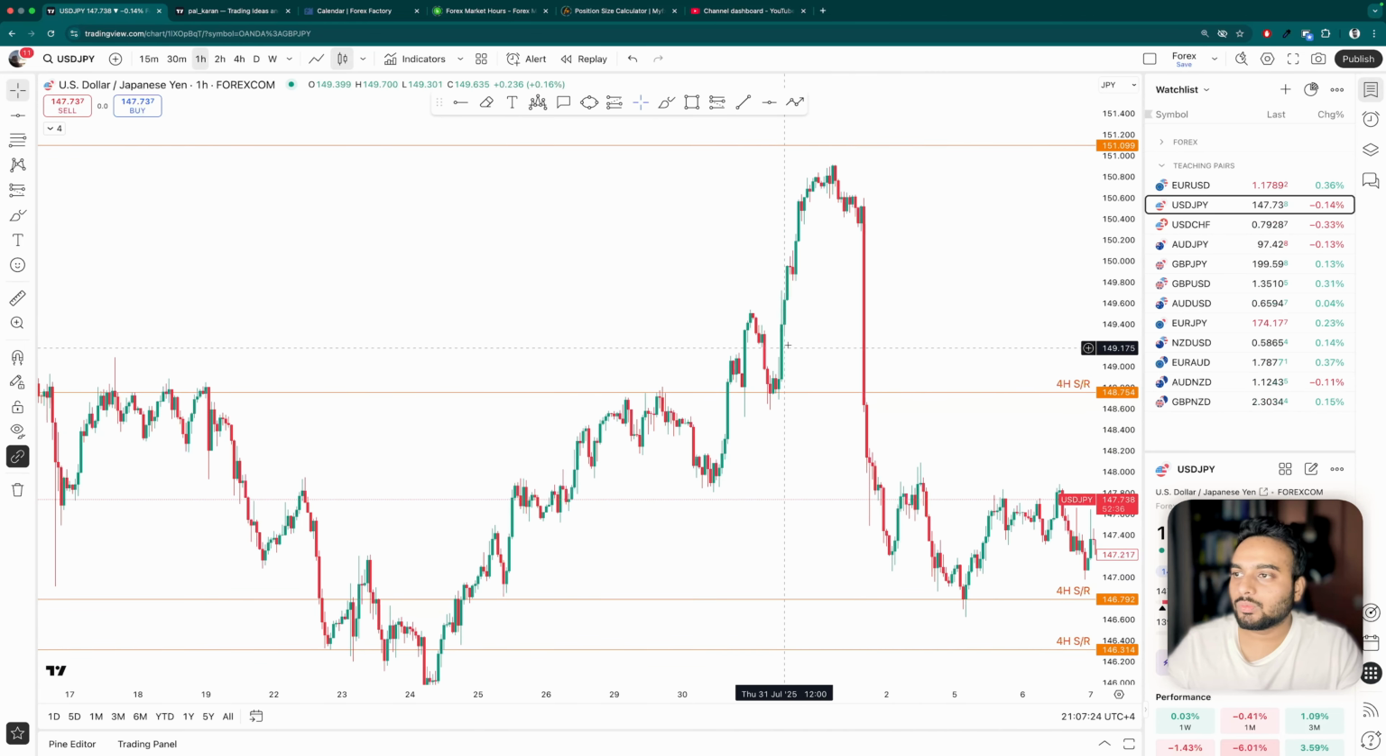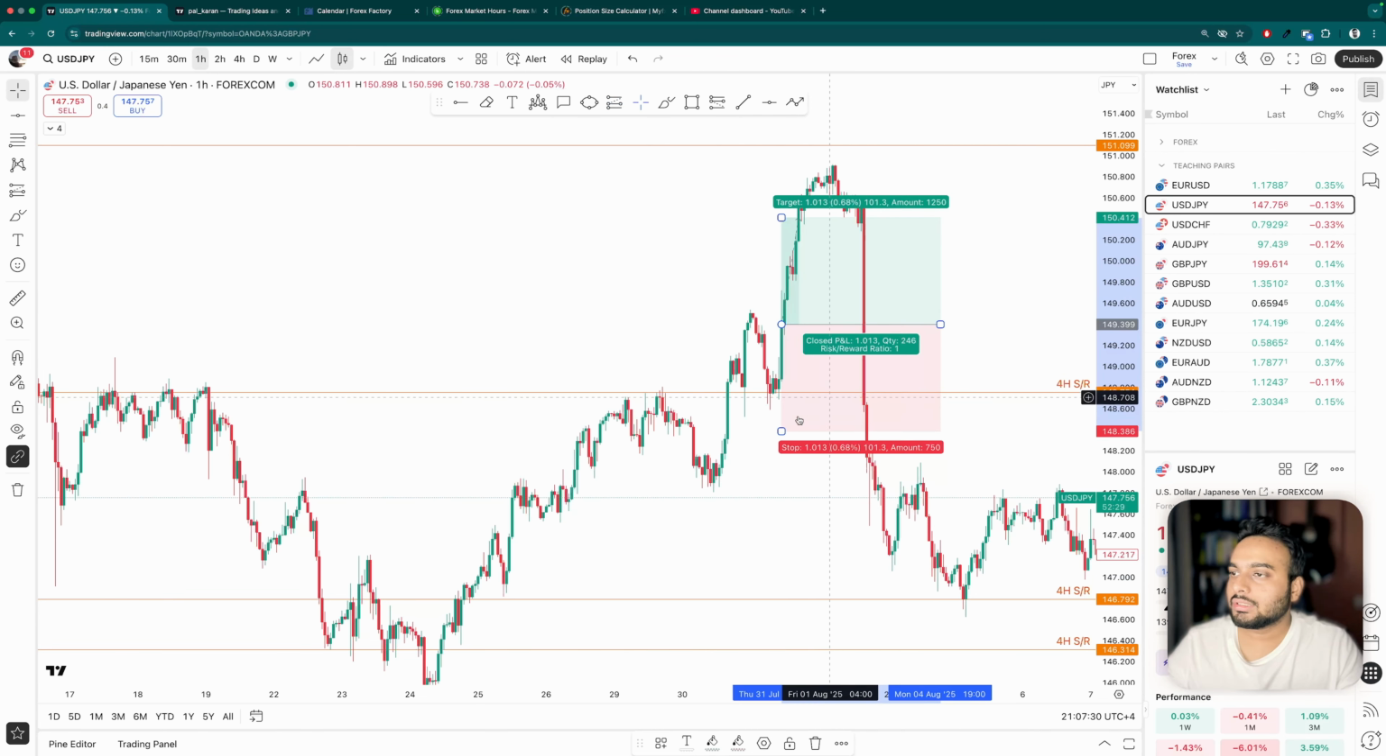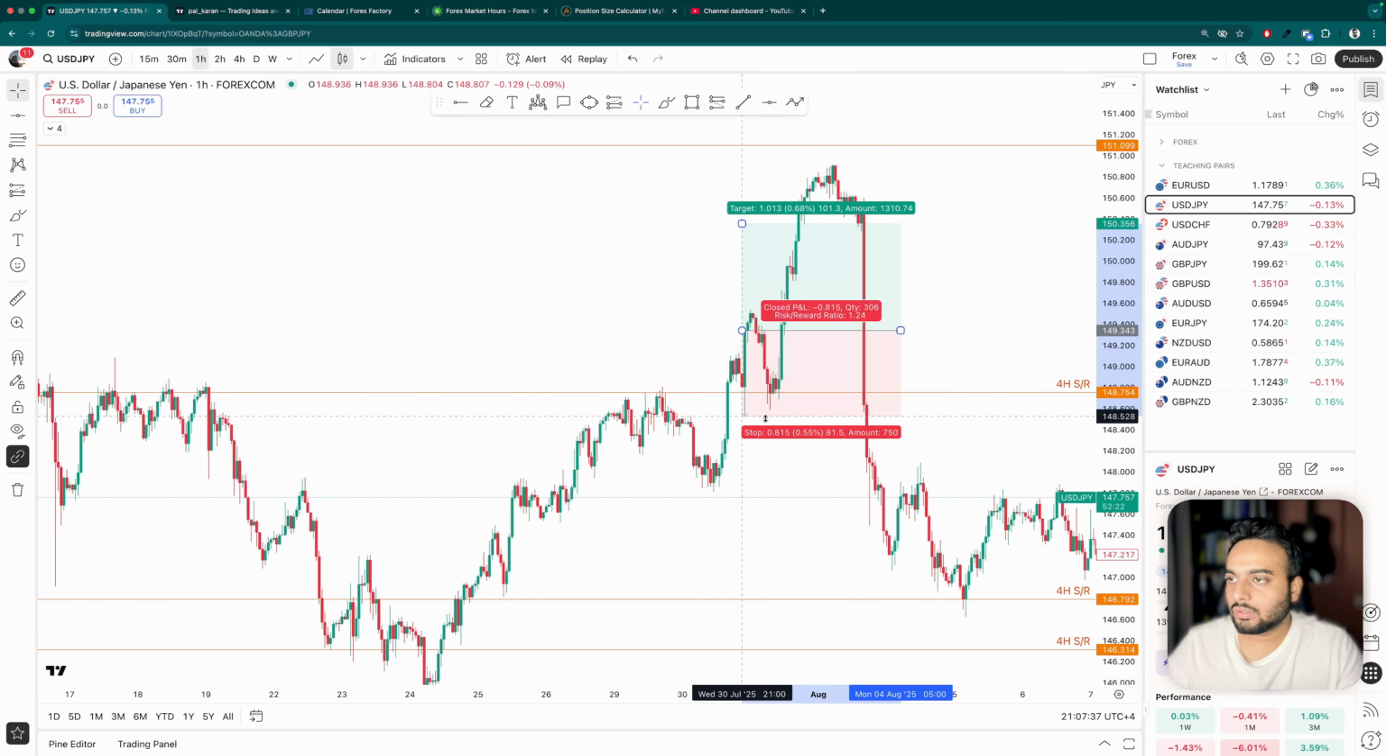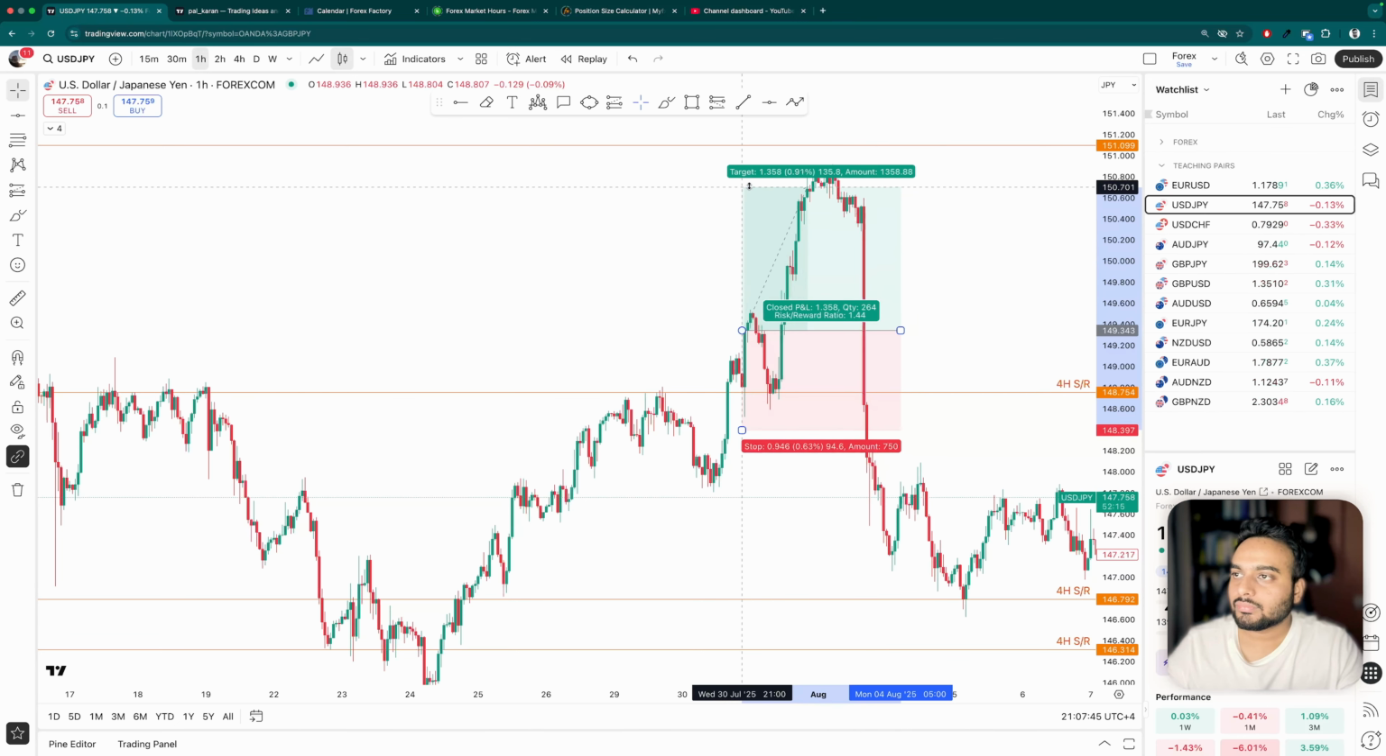Now, if that is your target, imagine you entering on 1 hour right here, and it's a really nice engulfing. This was the trade, and you cover your low, right? Sorry, this is too much. Almost here, and this is not even 1:2.